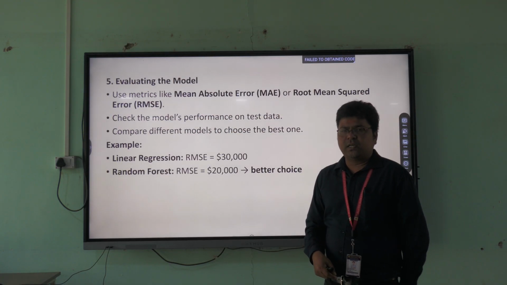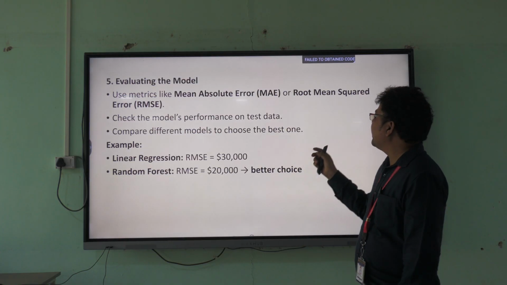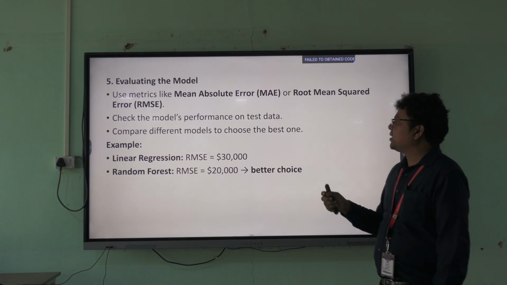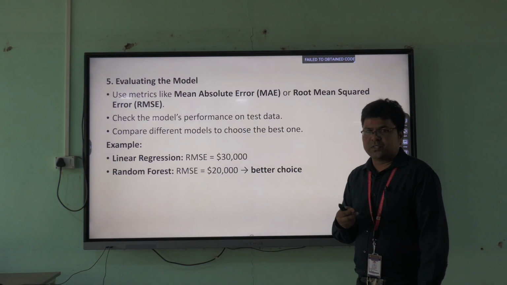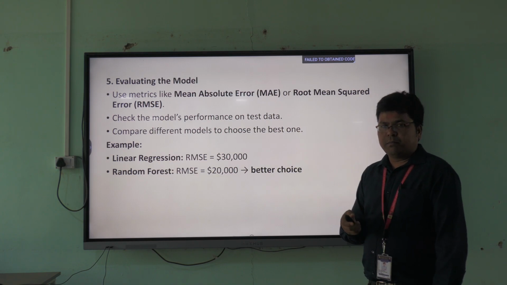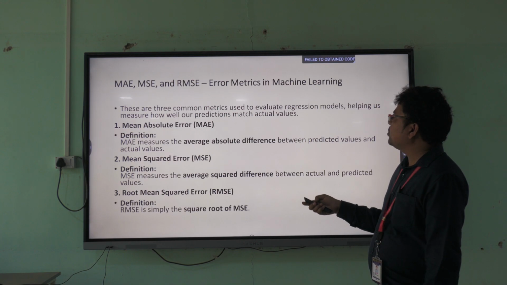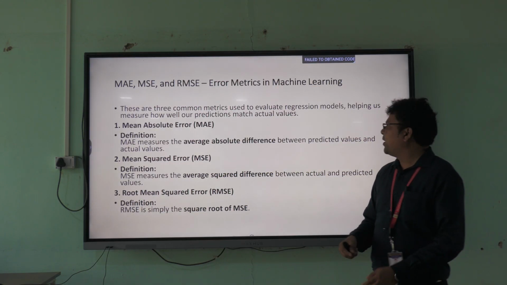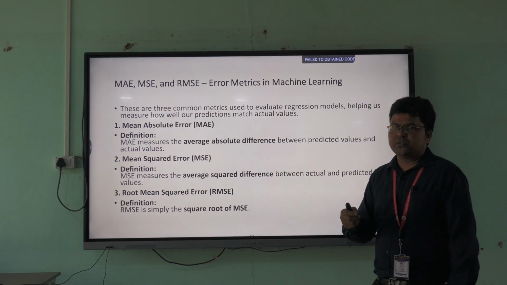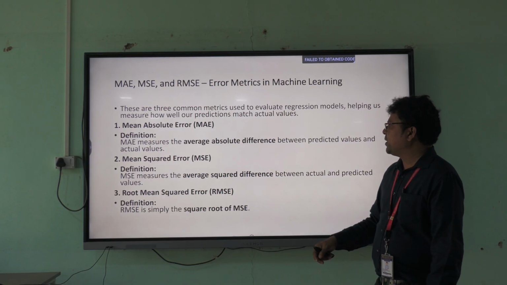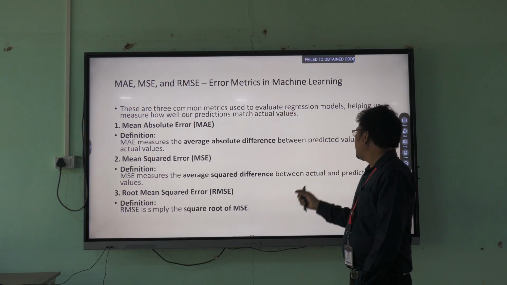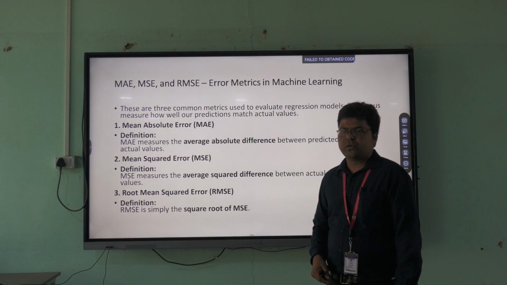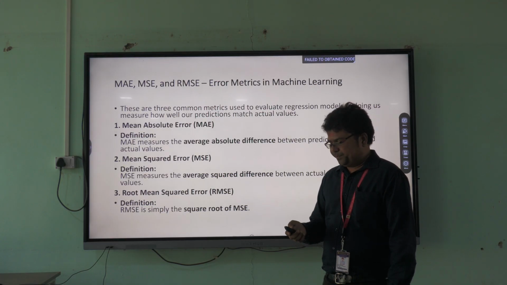The model metrics are there. Some of the model metrics are mean absolute error, mean square error, and root mean square error. These are the metrics used to check whether the model is performing well. The first one is mean absolute error, which is the average absolute difference between the predicted values and the actual values. Mean square error is the average squared difference between the actual values and predicted values, and root mean square error is simply the square root of MSE.